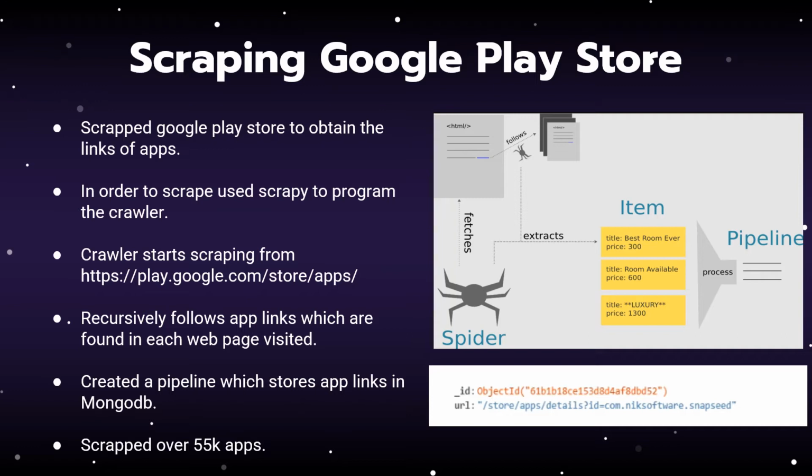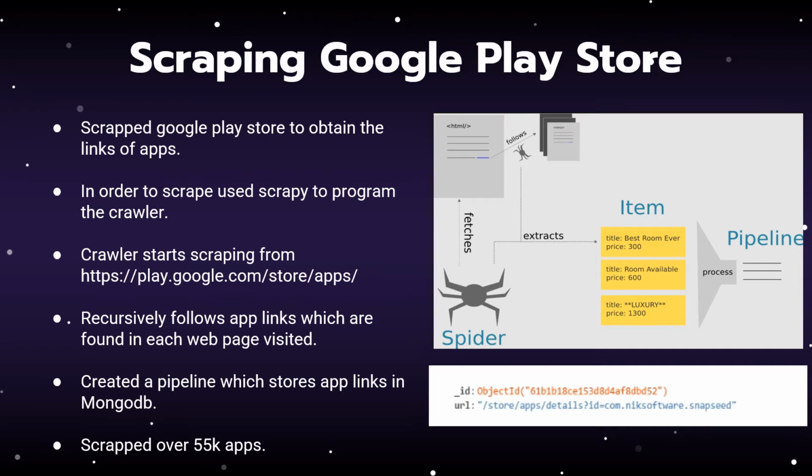Now coming to the very important part, scraping Google Play Store. To get the links of the applications, we had to scrape Google Play Store. In order to do so, we used a crawler program called Scrapy. This crawler begins scraping from the very basic Google Play Store apps, and then traverses to continuous applications, whatever have been filtered out. You can see the hyperlink here, https://play.google.com/store/apps. That is how the crawler starts scraping from the base, and then recursively follows app links which are found in each web page visited.